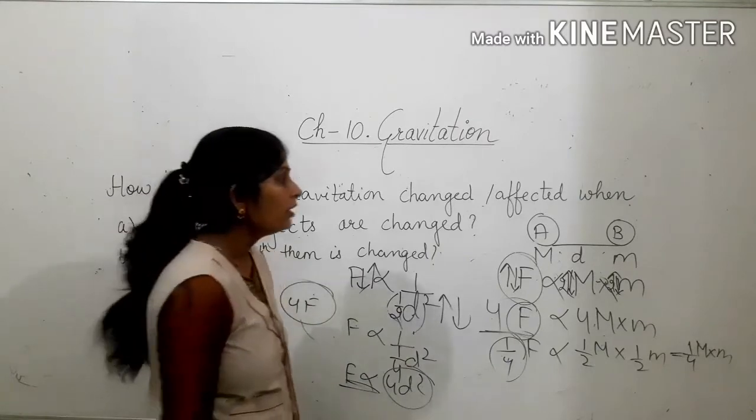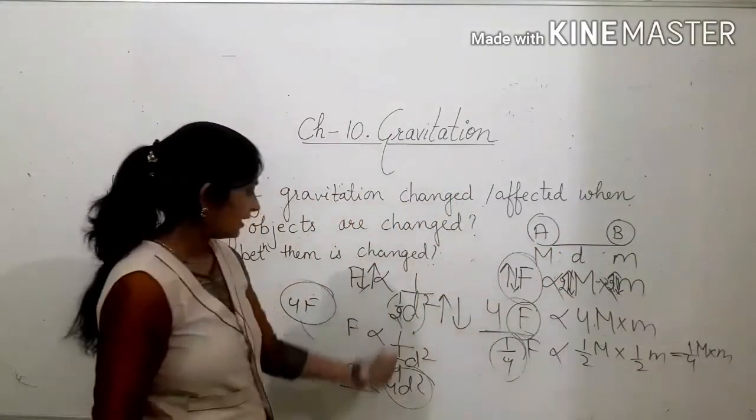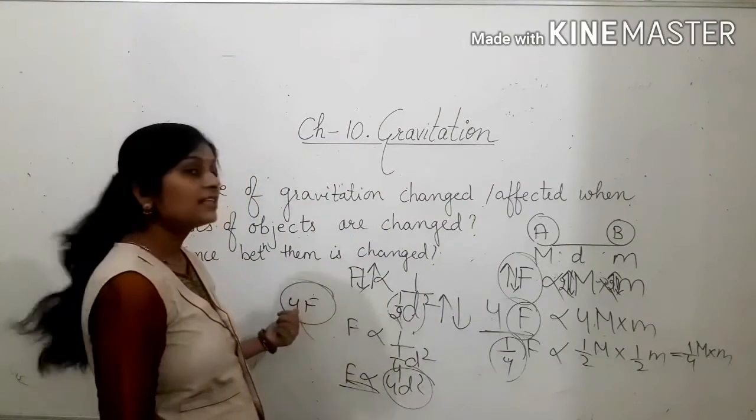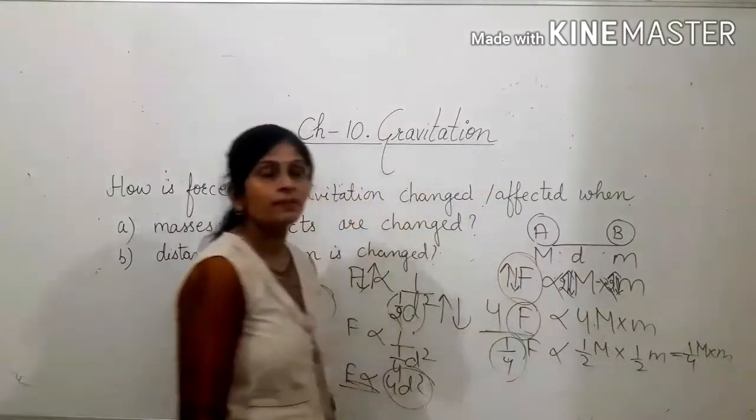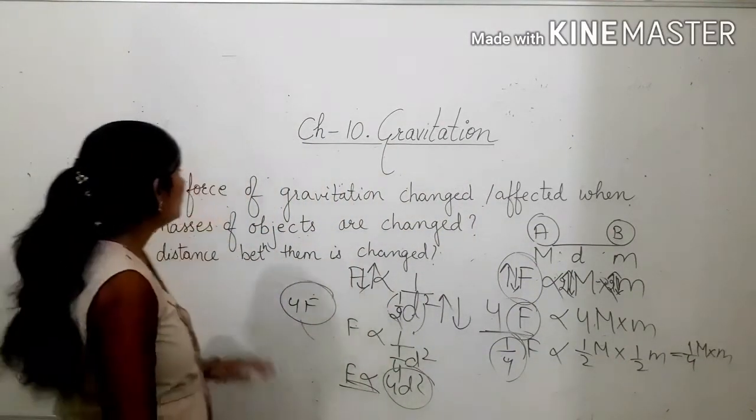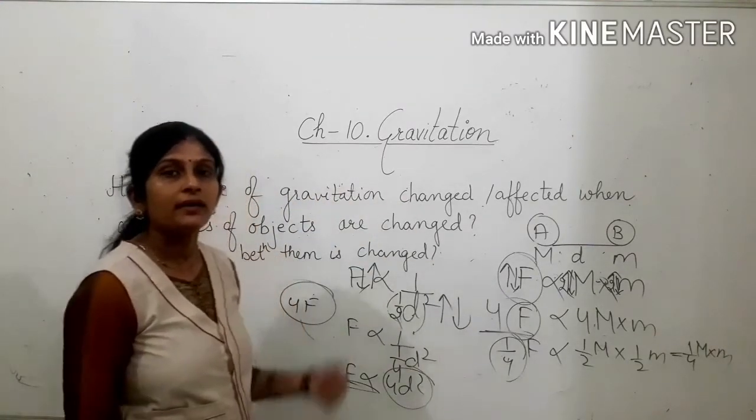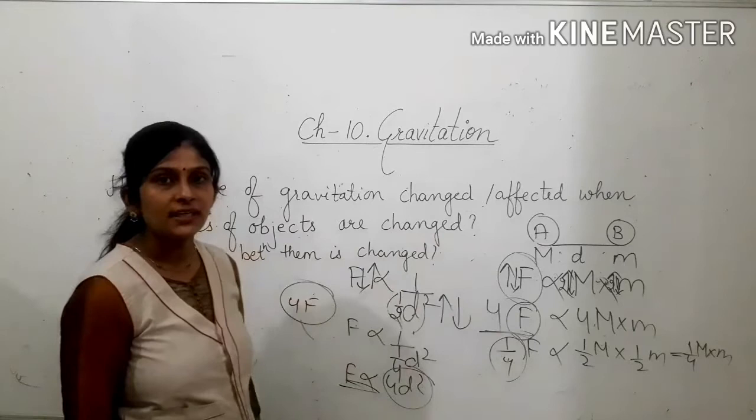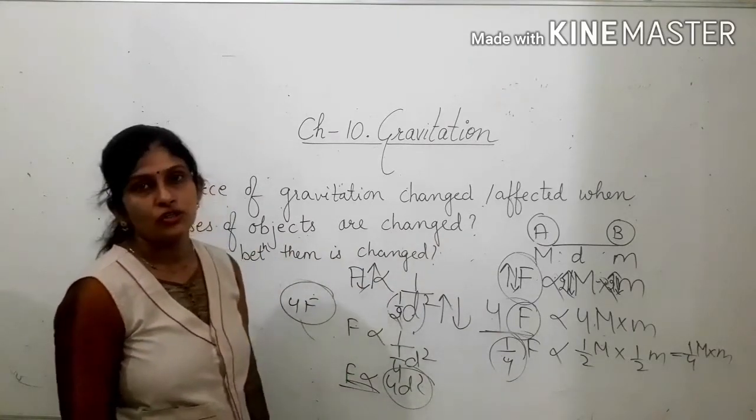So in this way, if you reduce the distance, force increases. If you increase the distance, force decreases. So in this way, the force of gravitation changes when the masses of the objects and the distance between them change.